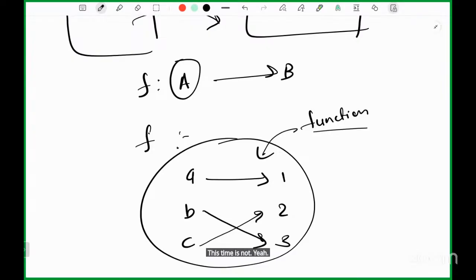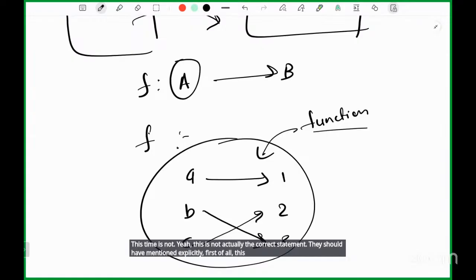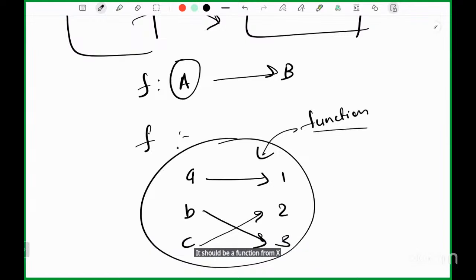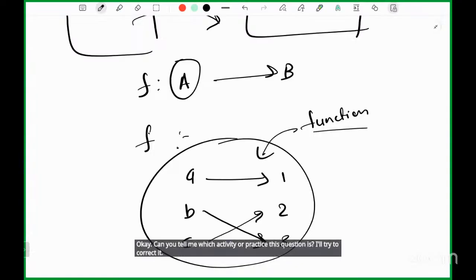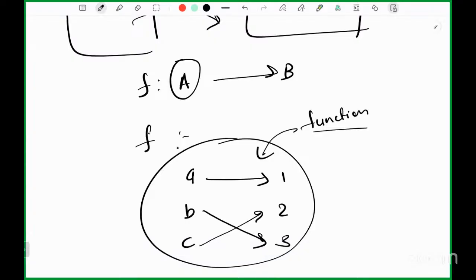Yeah, this is not actually the correct statement. They should have mentioned explicitly, first of all, this function on x cross y; they should not write like this. It should be function from x to y or something like that. And the values of x and y, they also need to specify. Okay, it's not your fault that you took it. Can you tell me which activity or practice this question is? I'll try to correct it. Question number 5 is written.